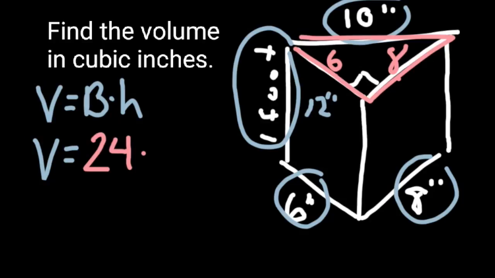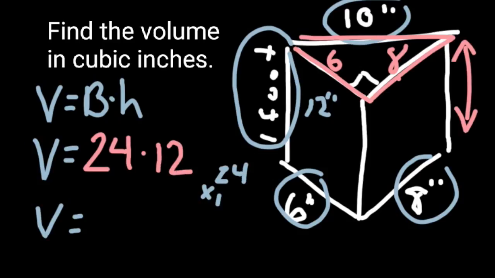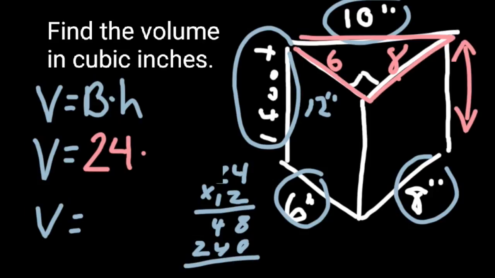The height of the prism is the distance between the two bases. In this case, the prism is 12 inches tall. So our volume is 24 times 12, which is 288 inches cubed.